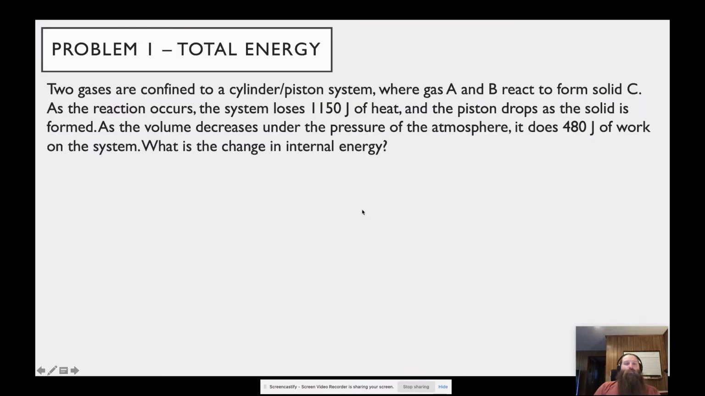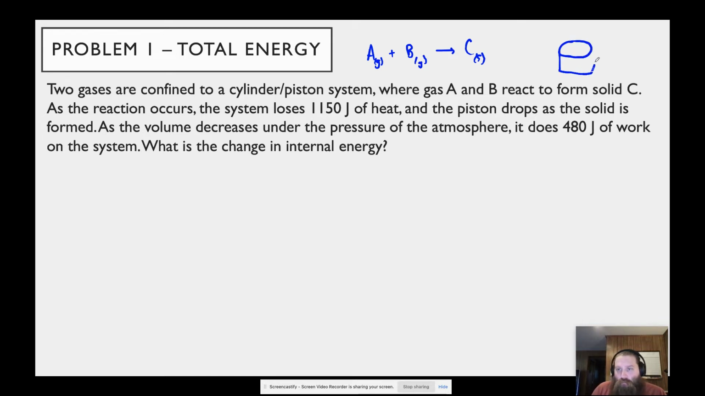So in the first problem, we're going to look at total energy. It says two gases are confined to a cylinder piston system, where gas A and B react to form solid C. So right off the bat, I know I have A as a gas plus B as a gas yields C as a solid. As the reaction occurs, the system loses 1150 joules of heat, and the piston drops as the solid is formed.